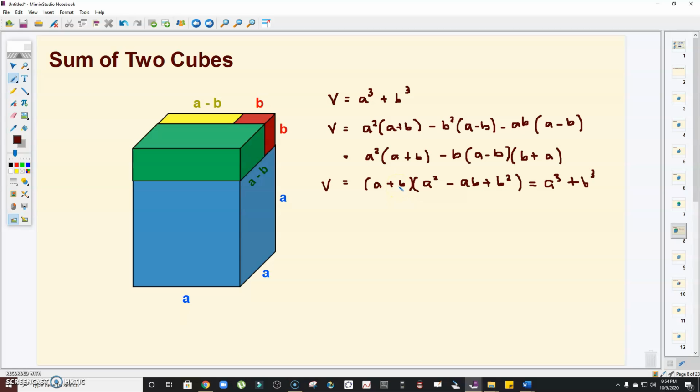Next, for the trinomial, to get the first term, all we have to do is to square the first term of the binomial. Since that is A, we square it, and that will become A squared. To get the middle term, multiply the two terms, and then reverse the sign. So that will become negative AB. For the third term, square the last term, so that's B squared. So that's the relation of the sum of the two cubes. Clear? Cool, isn't it?